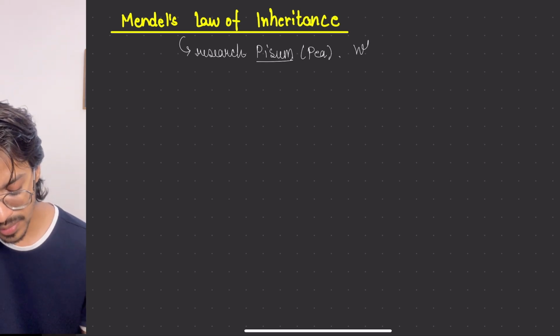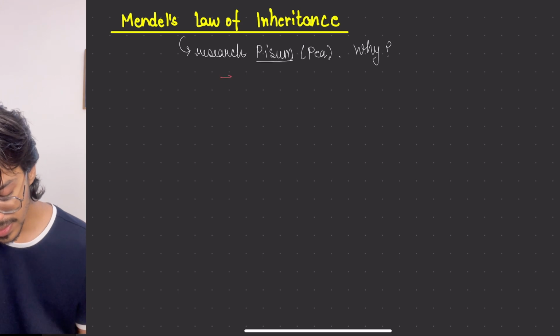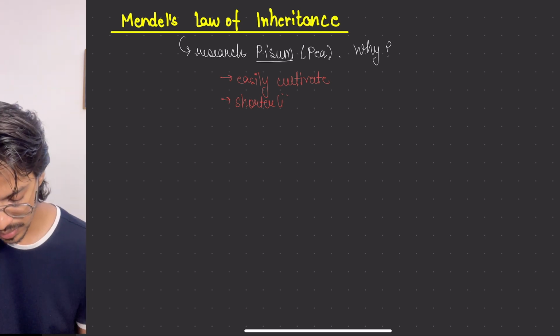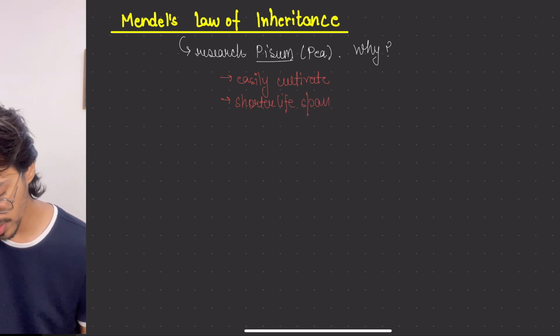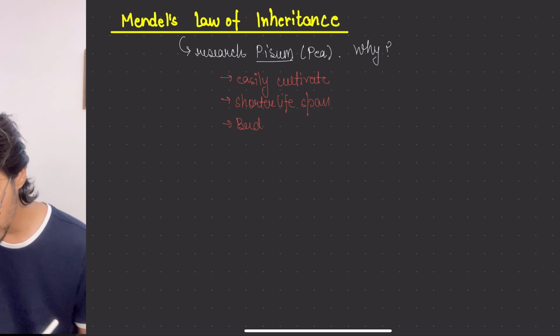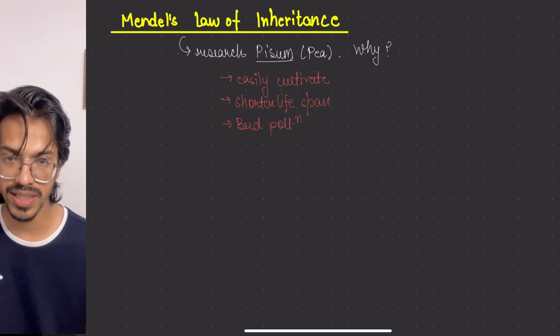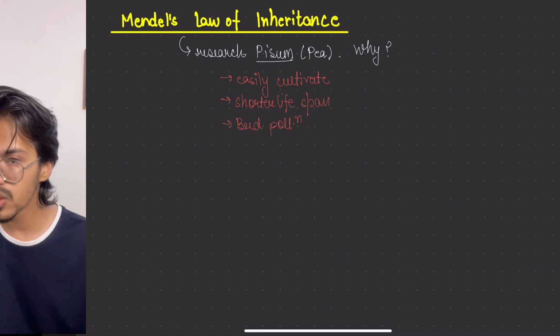Okay, why did he choose this? The reason is that it is easily cultivable, easily breedable, has a shorter lifespan, so you can easily see the results, and self pollination is there. These are the basic things which made it easier to find results in a shorter period of time. It took almost 7 years for this experiment, and then he proposed certain laws.